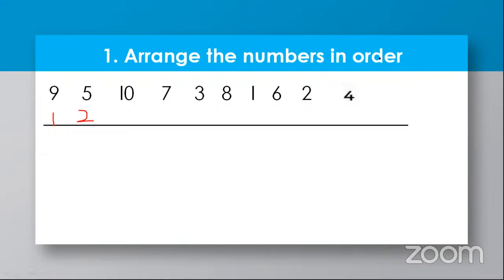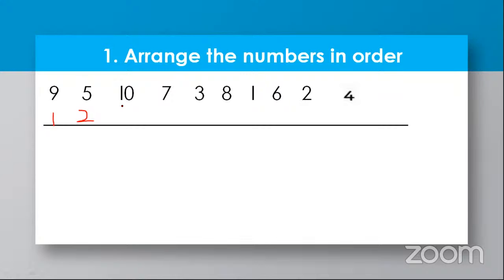So we are arranging the numbers in order. We started with number 1, came to number 2. Now, what is the next number? From number 2, what is the next number? Zahara, yes. What is the next number from number 2? Which number comes after number 2?